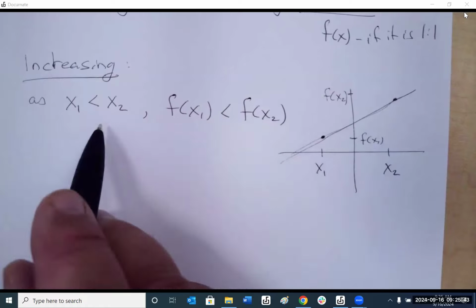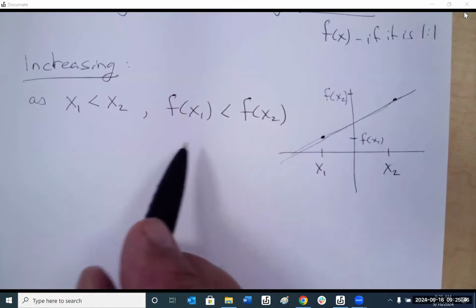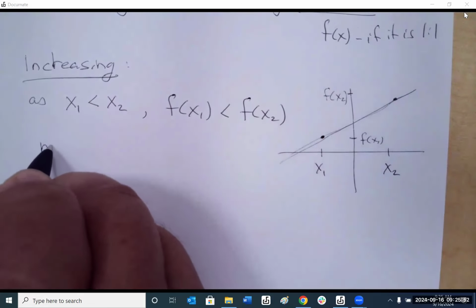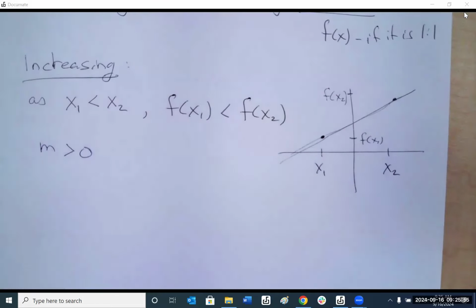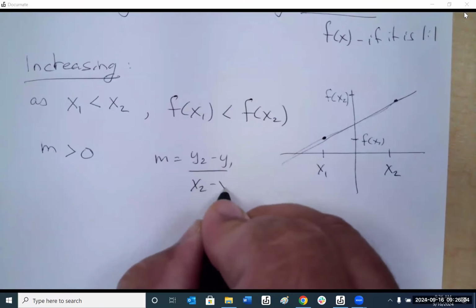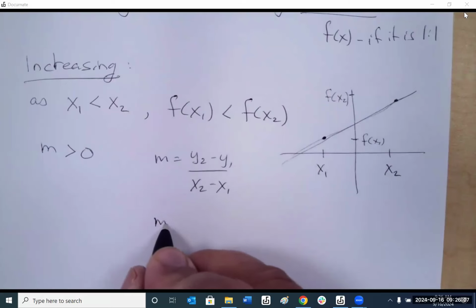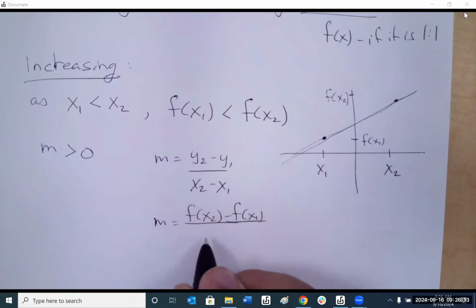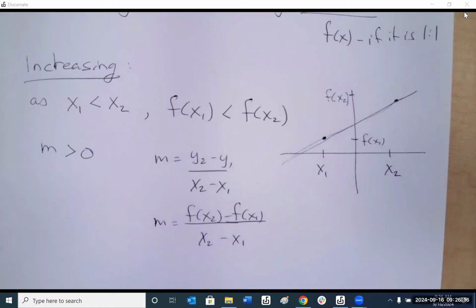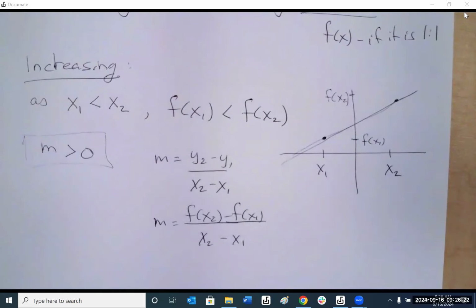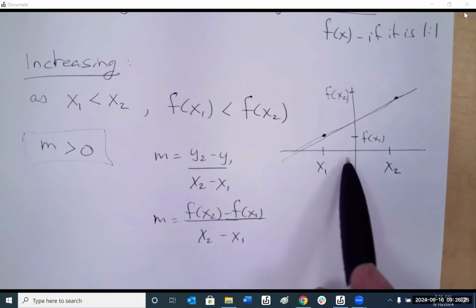So we can do it this way. If it's increasing, then the slope has to be positive. Remember, the slope is y2 minus y1 over x2 minus x1, or f of x2 minus f of x1 over x2 minus x1. If it's increasing, you have a positive slope. It looks like that.